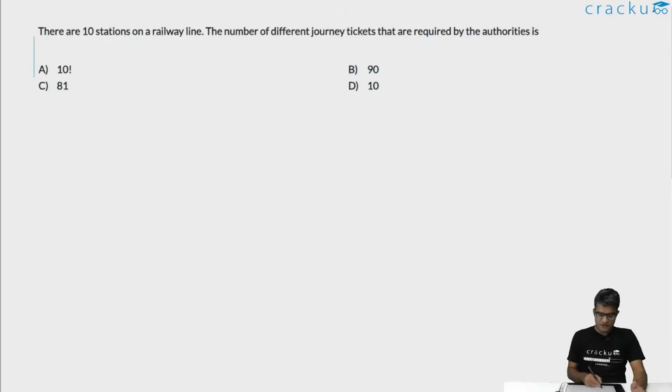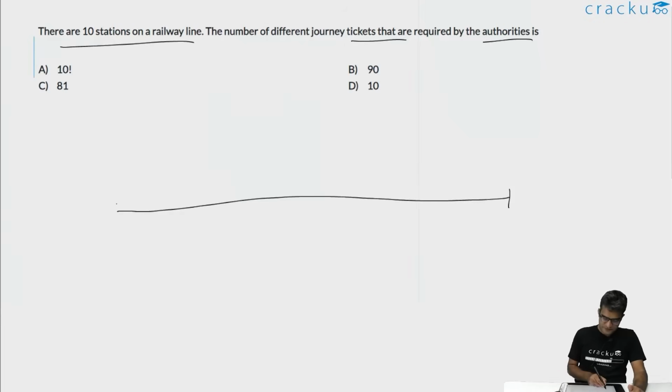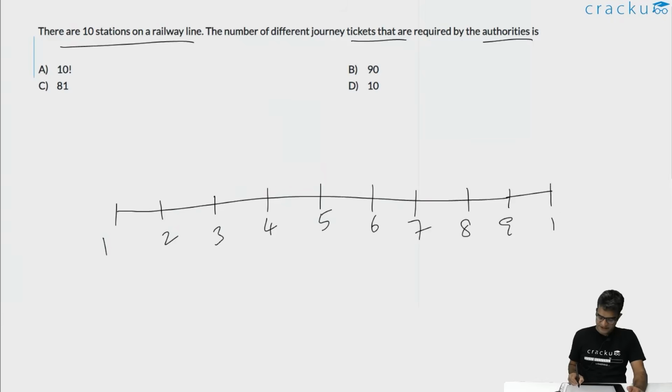In this question, we are told that there are 10 stations on a railway line, and we are required to calculate the number of different journey tickets that are required by the authorities. So here we have a railway line. It has 10 stations. This is 1, this is 2, this is 3, this is 4, this is 5, this is 6, this is 7, this is 8, this is 9, and say this is 10.